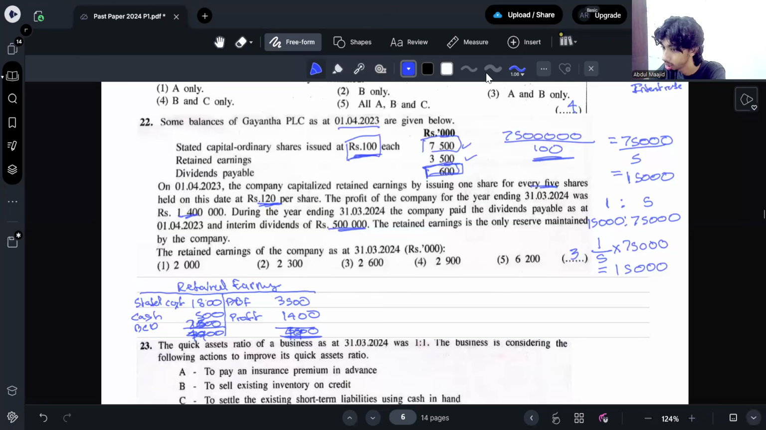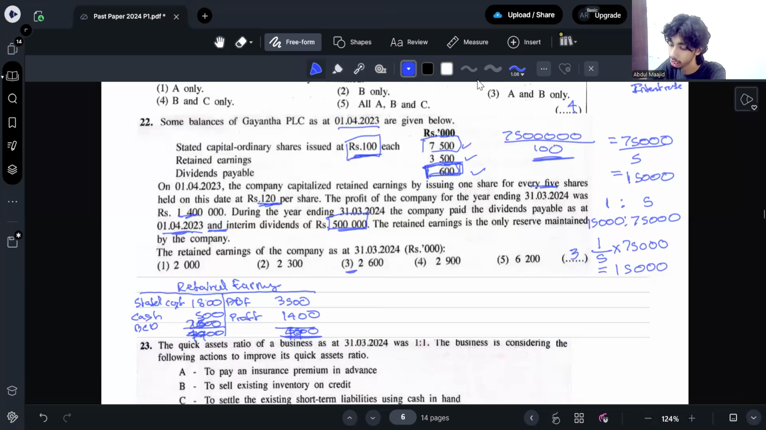And Kashu, haven't they paid a dividend of 100? No, no. They have paid this payable amount and the dividend for this year. See here, they're saying the company paid the dividend payable as at 1st of April. That means they paid this and also this 500 interim dividend for the year. Got it, Kasha? Not 100. So the closing retained earnings balance is 2,600,000.